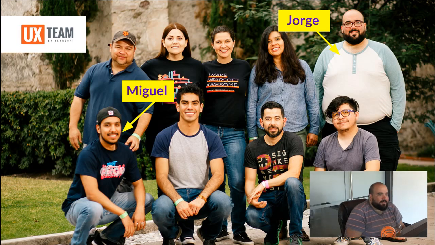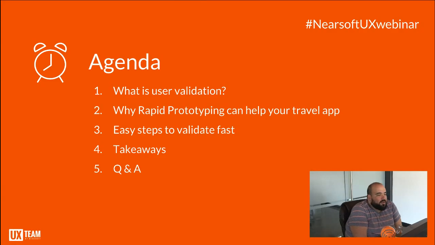Here's the agenda for today. We're going to be answering some questions. Number 1 is, what is user validation? Number 2 is, why can rapid prototyping help your travel app? Then some easy steps to validate fast, which is basically the topic for today. Then a quick summary of everything with some takeaways, and a Q&A session.